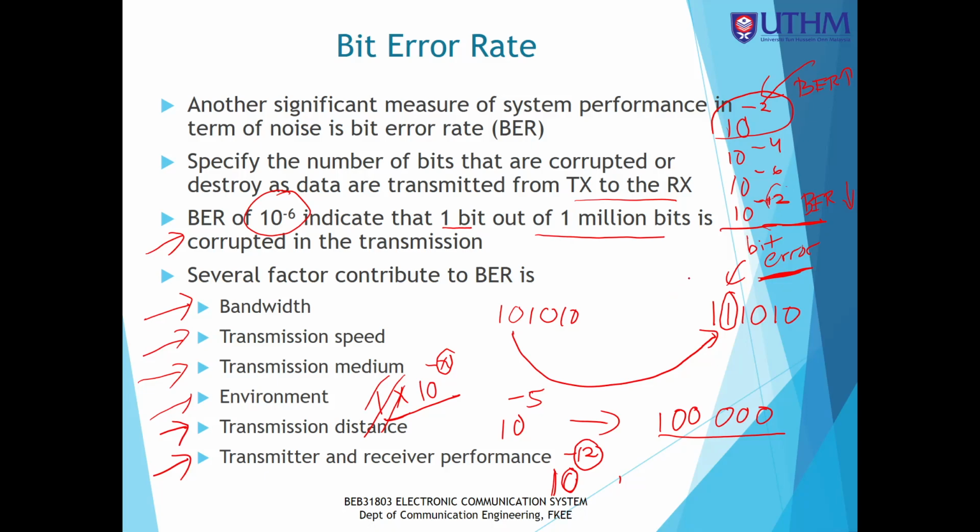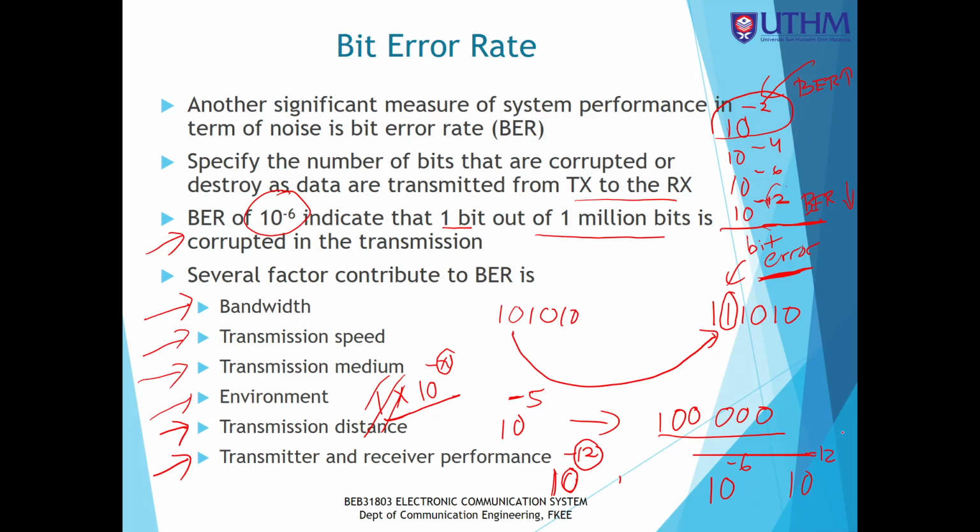Okay, tidak ada positif, tidak ada positif. So kita biasanya tulis ada negatif di sini. Okay, paling dahsyat pun biasanya 10 power of minus 2 or 10 power of minus 1, which is a very bad medium type. So normally we want to achieve 10 power of minus 6 or maybe 10 power of minus 12 if possible.